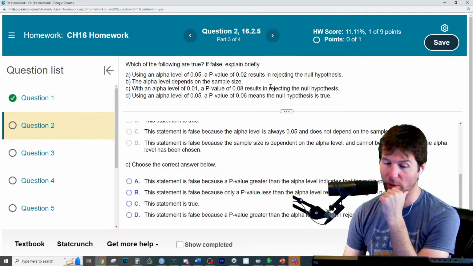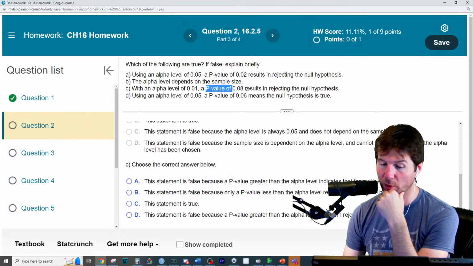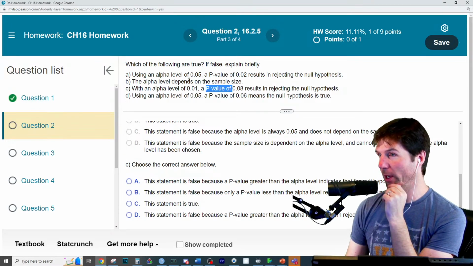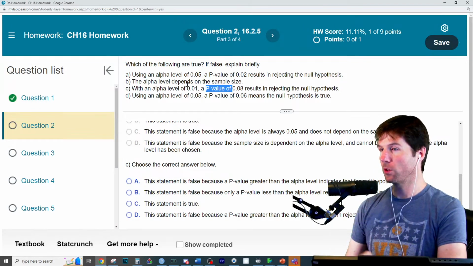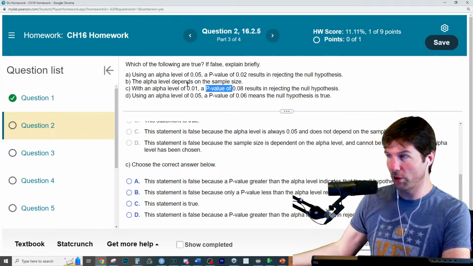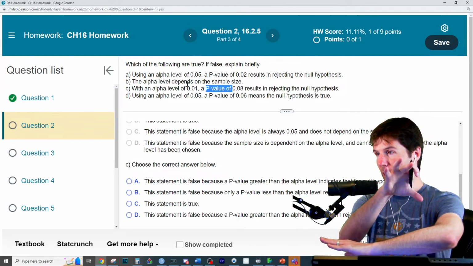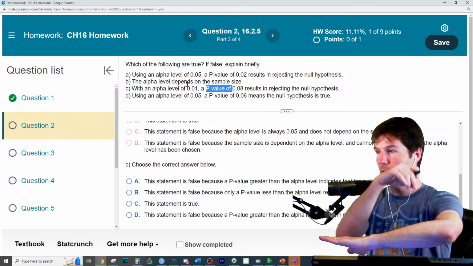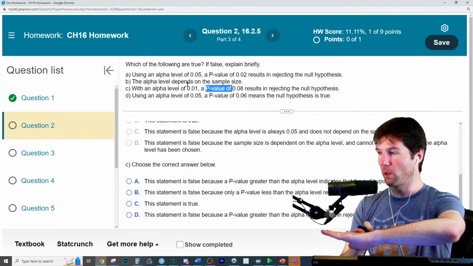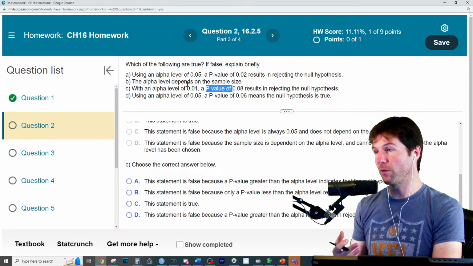What should you do at this point? If your p-value is 0.08, what should you do with an alpha level of 0.01? So don't worry about their answers. Just think about what you should do. If you get a p-value of 0.08 and your alpha is 0.01, so your p-value is up here, your alpha is right here. What should you do? You should fail to reject.